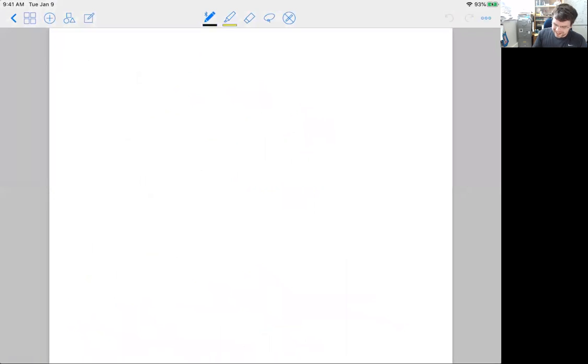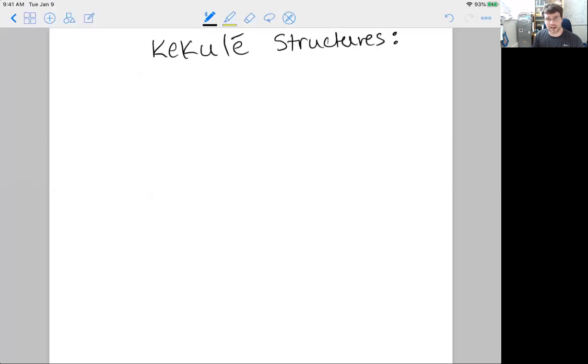Okay, what I want to get into next is I just want to take care of my fatigue of drawing so many dots. Kekule structures are far superior to Lewis dot structures when we're talking about complicated molecules. So this is a better way of drawing molecules.